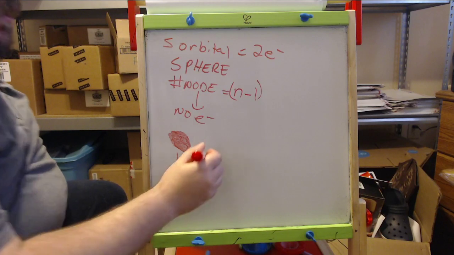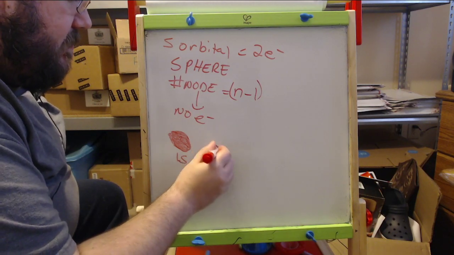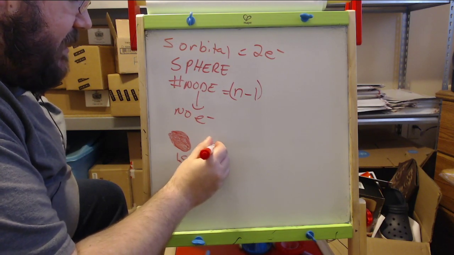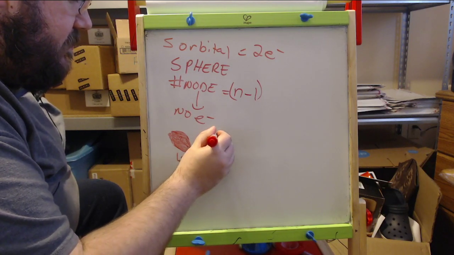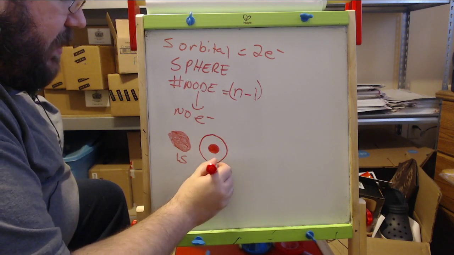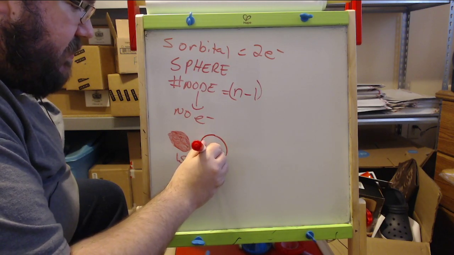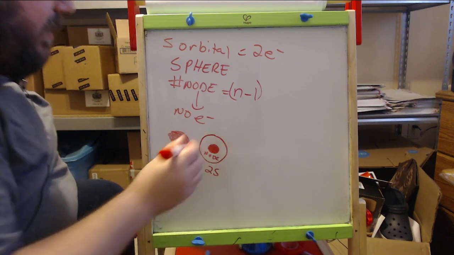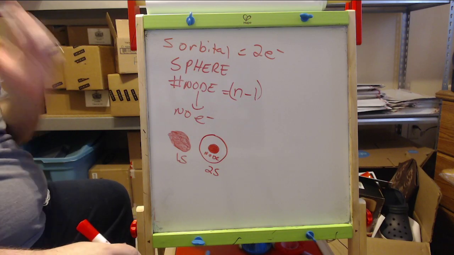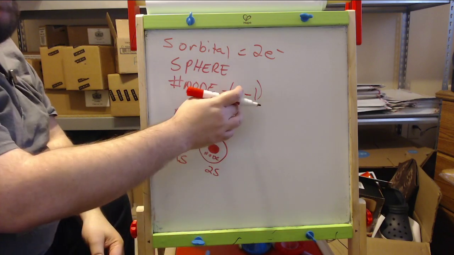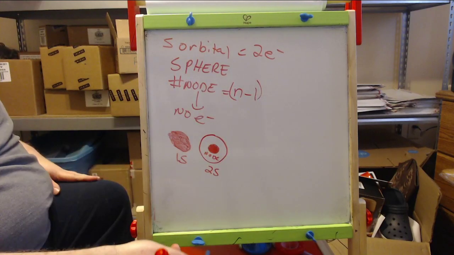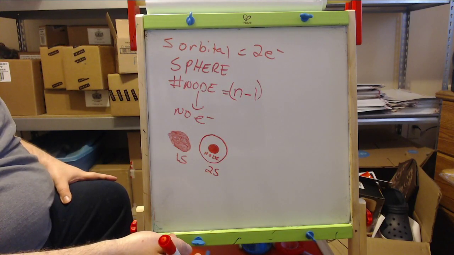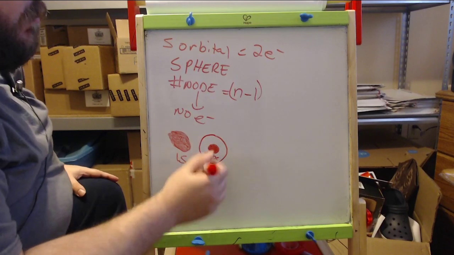If I were in the 2s, I would have a 1s, but then I'd have an extra area around it. I'd look something like this. This is the 2s. This part is the node, where I won't find any electrons. And how many nodes should I have? Well, I'm in the 2s. 2 minus 1 is 1. So I have 1 node.